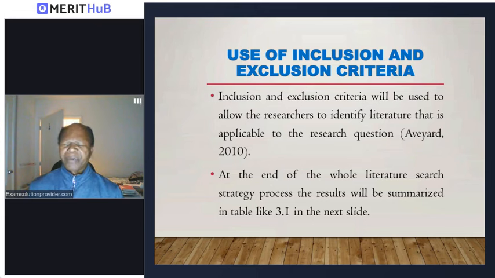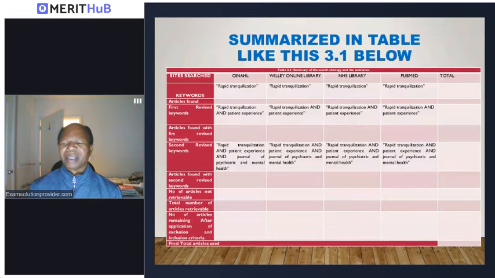And now at the end of the whole literature search strategy process, the results will be summarized in table 3.1, which is the same as the one we had before, as I said, because this is the proposal. Okay, but in the actual research report or dissertation, these columns will be filled. Okay.